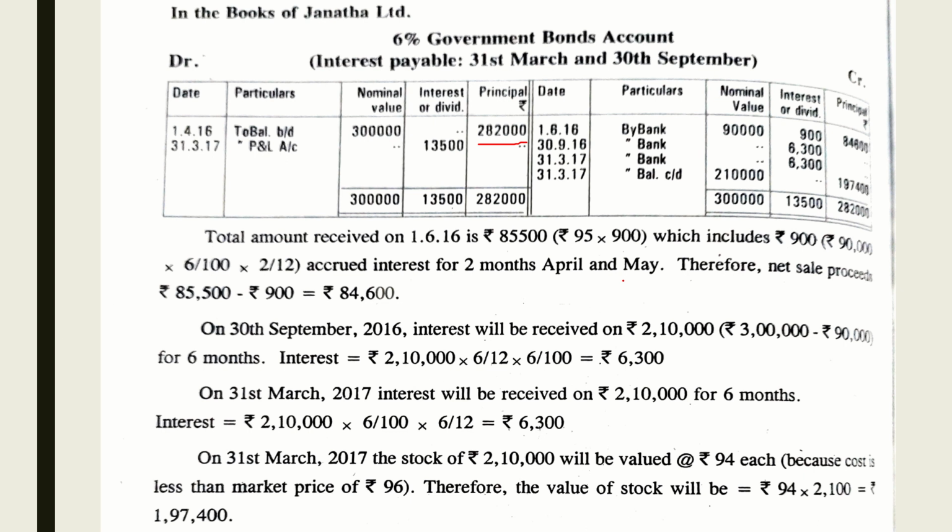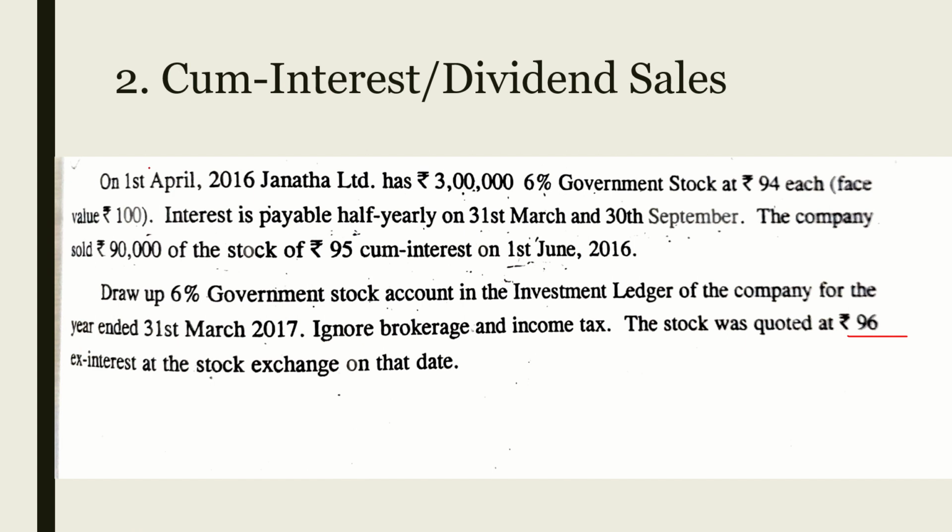3000 into 94 is 2,82,000. So that is the principal value. I hope that transaction is clear. That was on 1st April. And when we come to the next point, the sales happened on 1st June 2016. So it was before 30th September. So we have to record sales first.